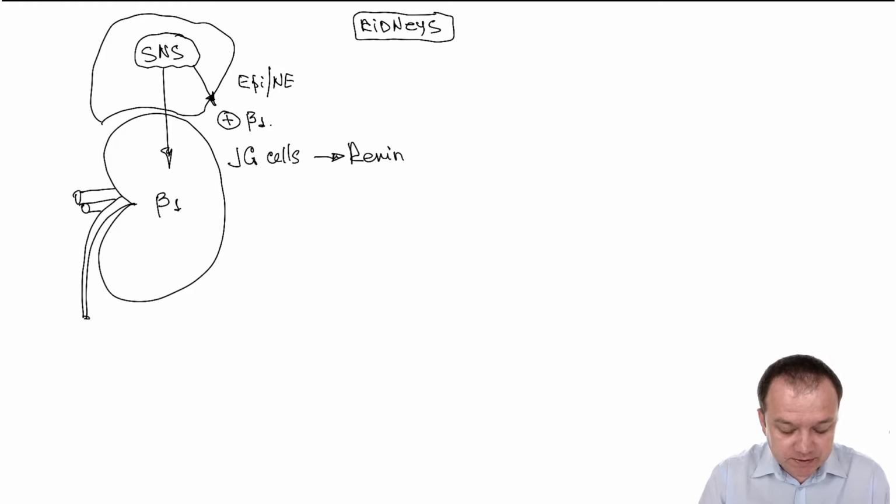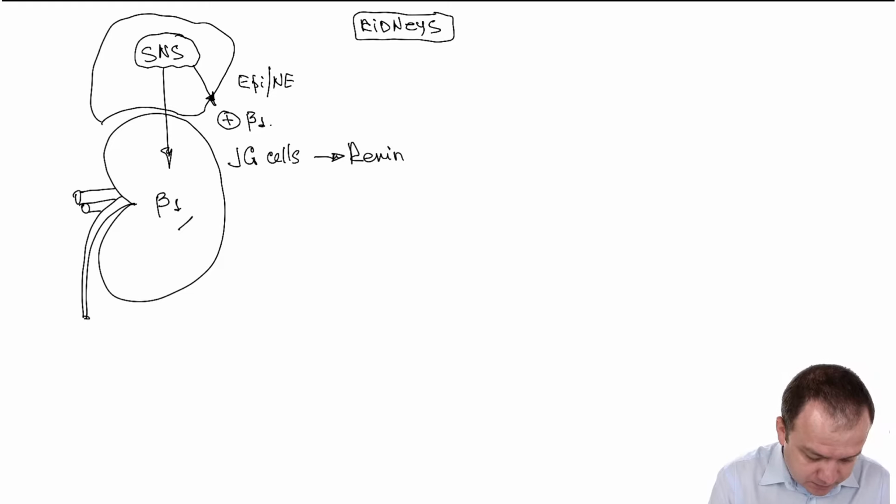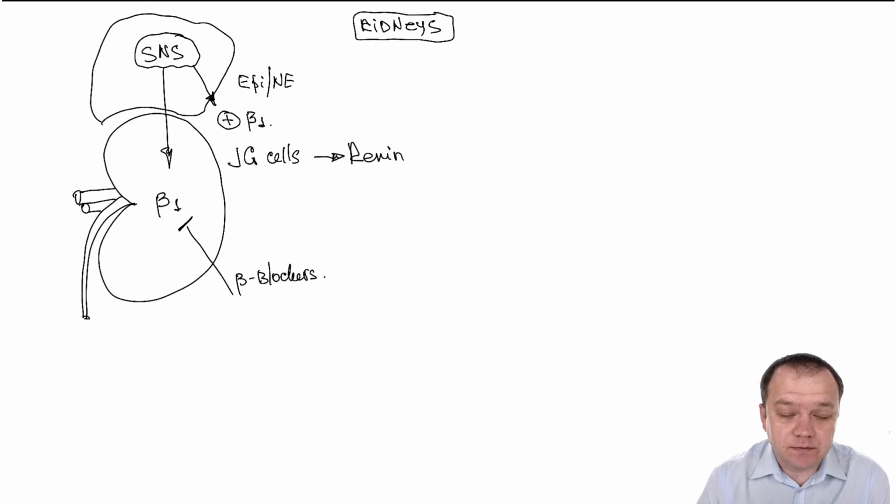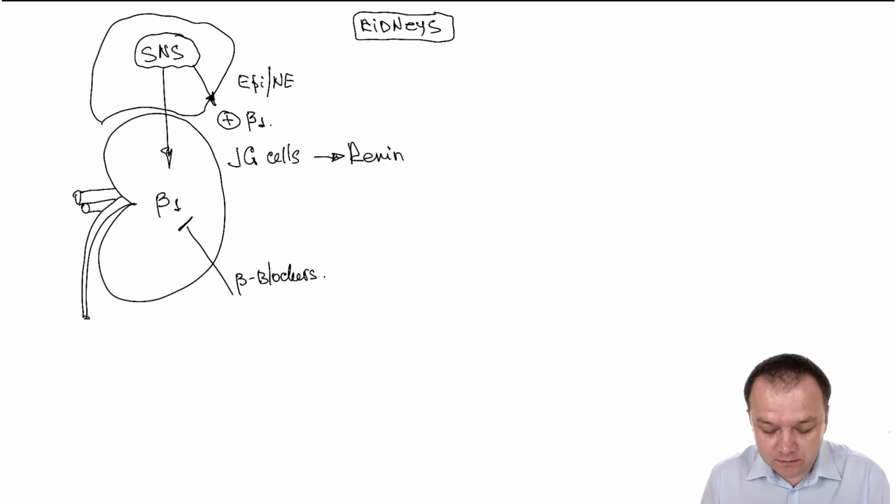So please remember beta-1 adrenergic receptors in the kidneys, and we also should know, right, that beta blockers block these beta-1 adrenergic receptors, and it doesn't matter whether they are selective or not selective, they block these beta-1 adrenergic receptors. So in the kidneys, beta-1 adrenergic receptors, but not everything is so easy with the kidneys, as we said only one part of this chain. We said receptors on juxtaglomerular cells.